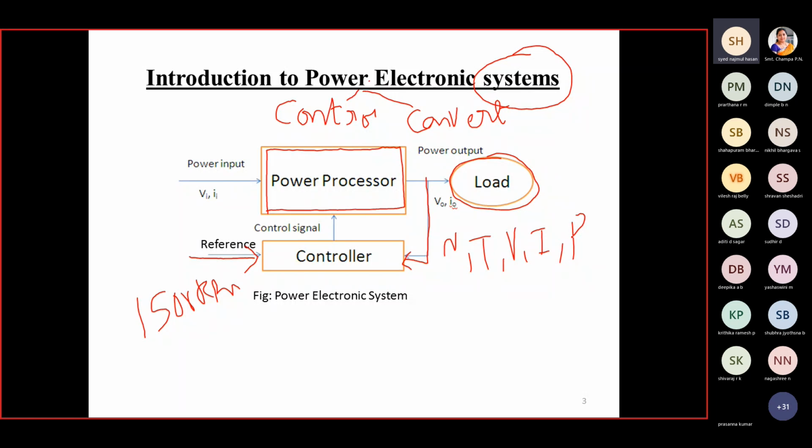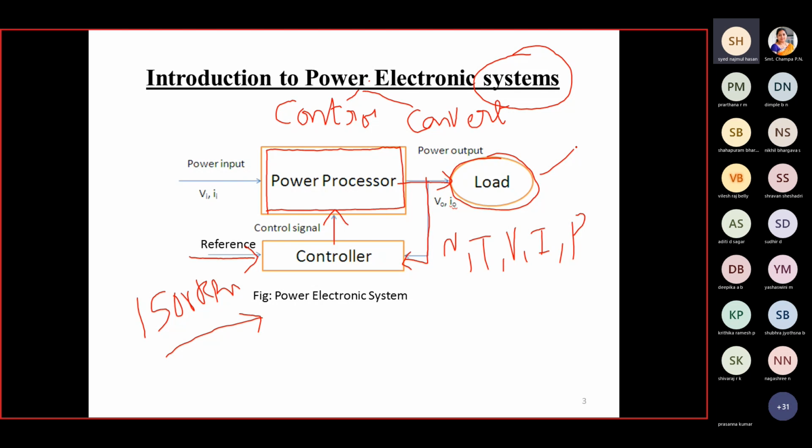Some parameter I sense, I give to the controller, and the user will give his own input data. So based on the comparison of the sensor data and the reference data, we can give the control signal to the power processor or power electronic converter to fine tune the output. The output may be speed or torque or the voltage or the control of the load, right? So these things can be controlled using your power electronic system.